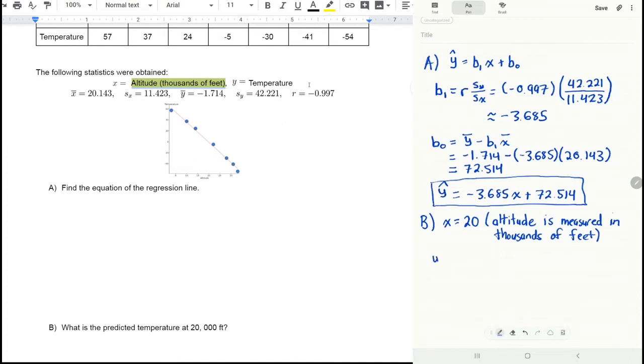So if we want to predict the temperature at 20,000 feet, we're going to let x be equal to 20 in the linear regression equation. And so the predicted temperature is going to be negative 3.685 times 20 plus 72.514. And this will be negative 1.186 degrees Fahrenheit.